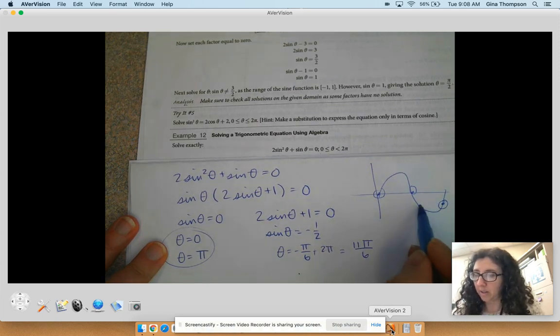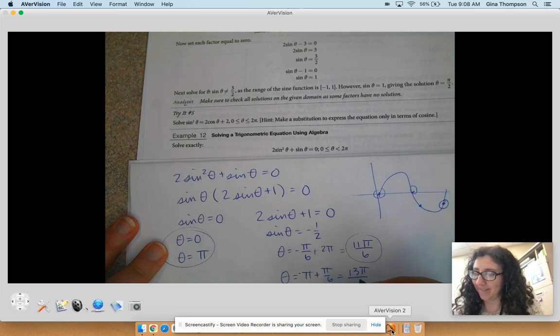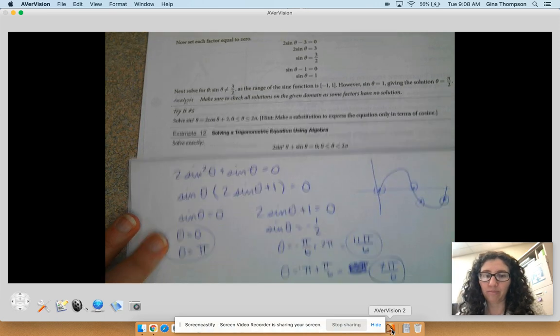Now I need to find this one. Okay, well, this distance is pi over 6. So my other solution is going to be pi plus pi over 6, which is 13 pi over 6. Or no, it is not. It is 7 pi over 6. That's going to give me that solution.